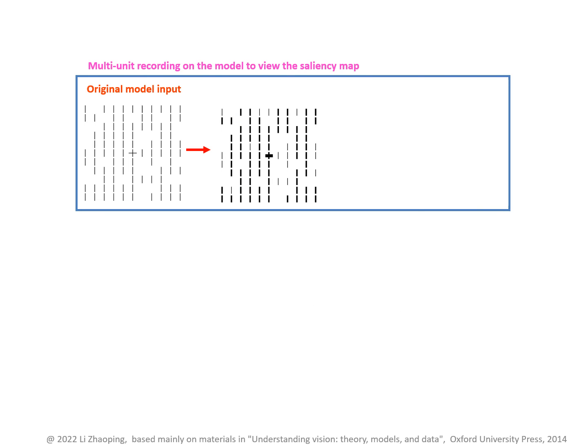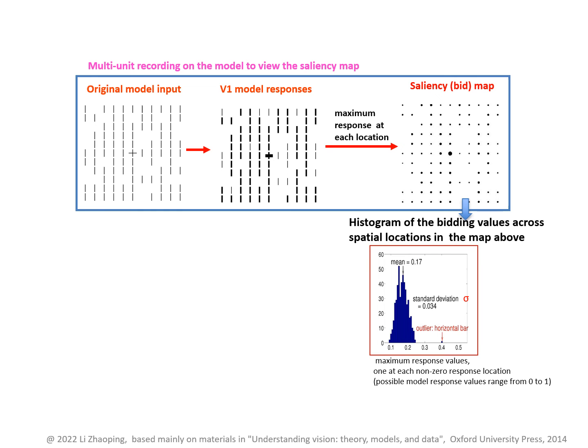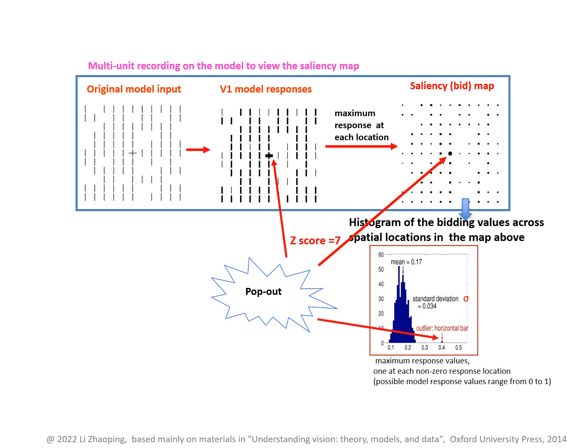Here is another example. This is the input to the model and the model response pattern. And here is the saliency map, or the map of the bits from various locations. Here is a histogram of these bits. The highest bit comes from the location of the input cross, caused by the horizontal bar in the cross. It's an outlier bit with a z-score equal to 7, very salient. And this high z-score agrees with our subjective feeling that the location of this cross attracts our attention.